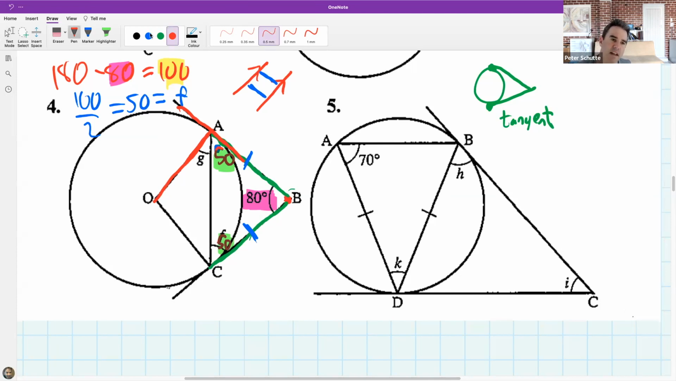I think G is going to be 40. I totally agree with you. You have hit it out of the park. Well done. So G must be 40 because the other one was 50 and together they must be 90.